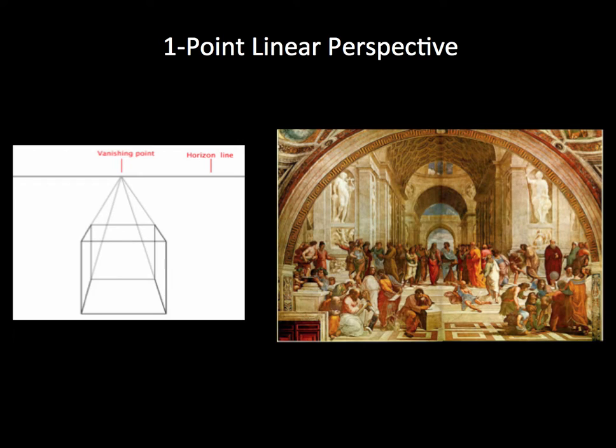Those are the ones that diminish. And so if we look at those sides, the top and the bottom, they all go to that same vanishing point. And so if an object is right in front of us, parallel to us, this one-point perspective works pretty well. And so we see on the right an example of that.